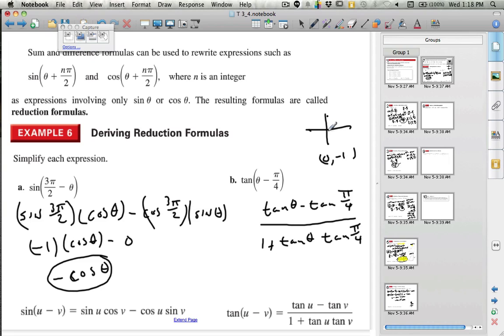So pi over 4. Pi over 4 is right here. This one over here was 3 pi over 2. Here's pi over 4. Pi over 4 has an x and a y that are square root of 2 over 2. They both are. So then tangent of pi over 4 is going to be equal to 1. So I have tangent of theta minus 1 over 1 plus tangent of theta times 1, plus tangent of theta.